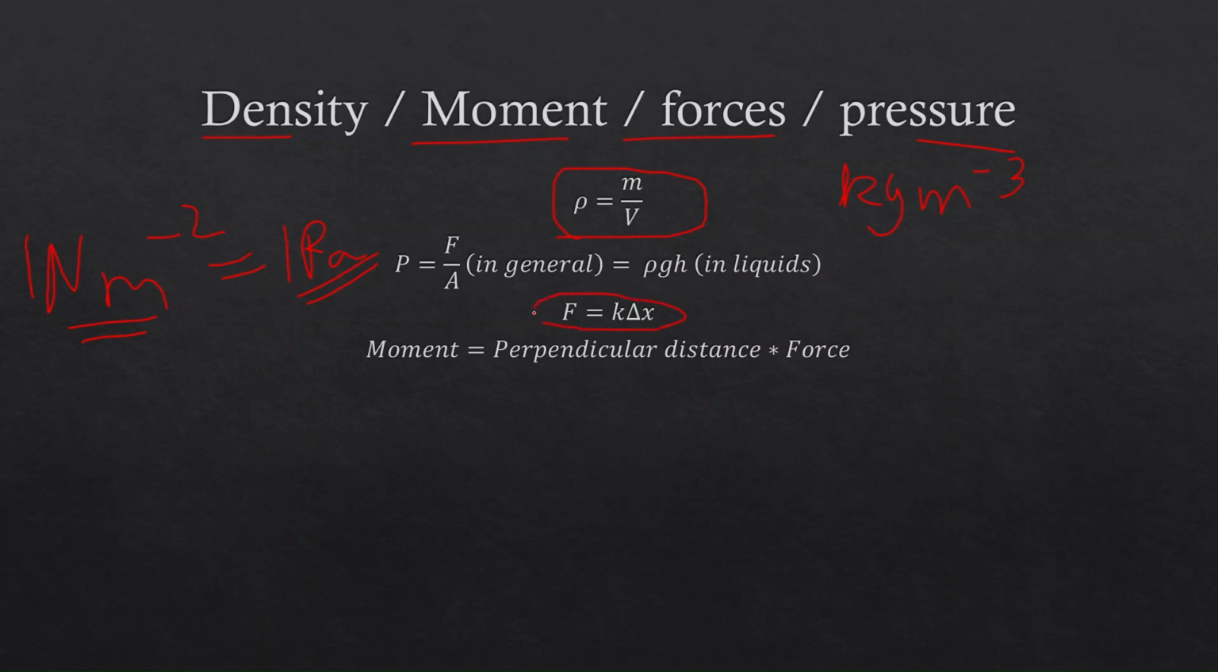Force is equal to k delta x, which is Hooke's law. K is the spring constant, delta x is the displacement of the spring, and force is the force the spring is experiencing. And the moment of a force is the perpendicular distance into the force applied, and it is measured in newton meters.